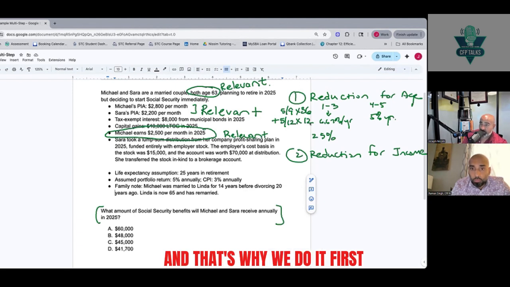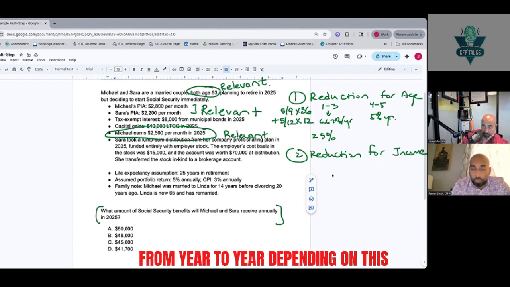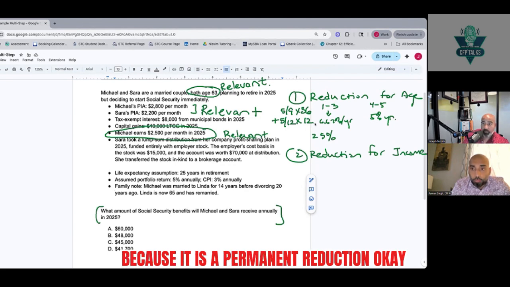That is a permanent reduction. And that's why we do it first, whereas the reductions for income will vary from year to year. So this is always why we do this first, because it is a permanent reduction.